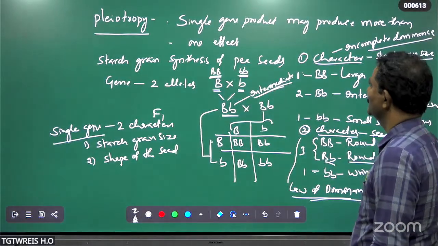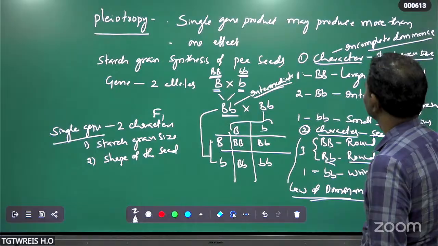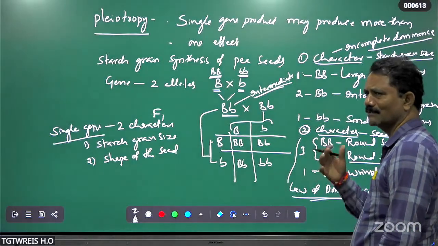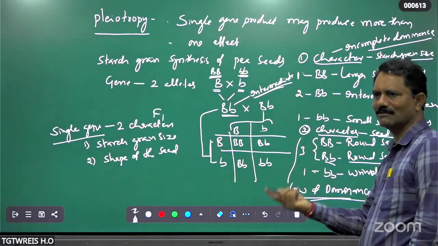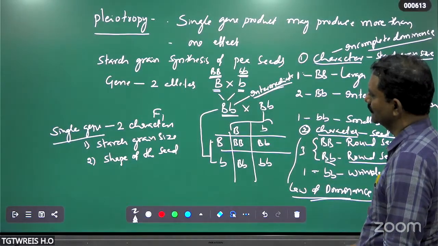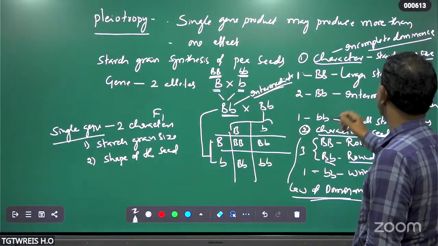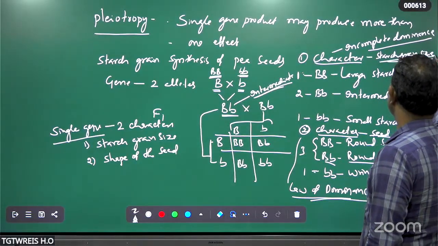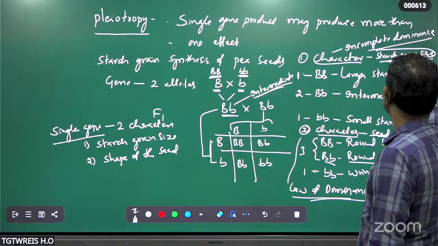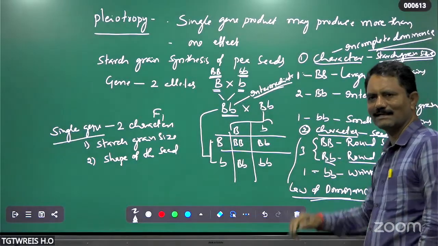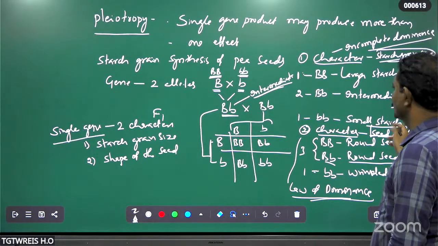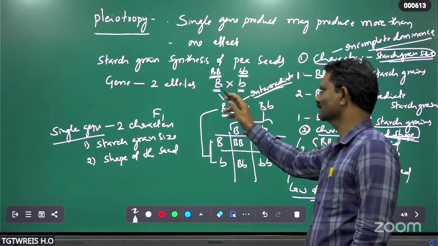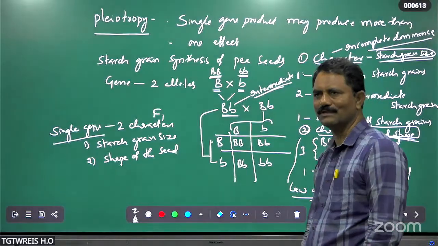Then next, pleiotropy. A single gene product may produce more than one effect, nothing but more than one phenotype. So one gene controls more than one phenotype. Here the two phenotypes are, one is the starch grain size, and another character is the seed shape. These are controlled by the B gene, capital B and small b. These are the two alleles.